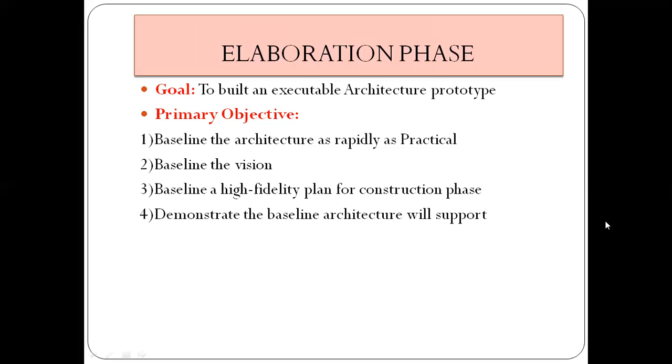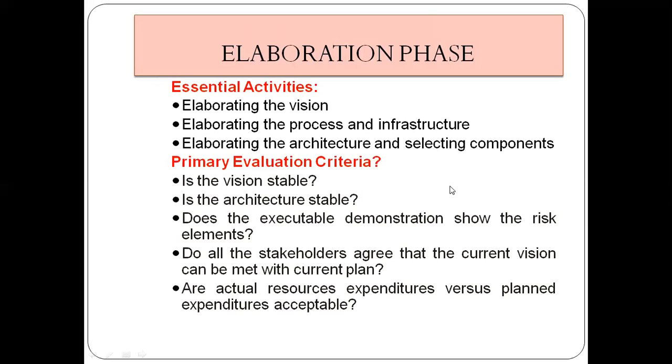Now, in order to meet these primary objectives, let us see what activities we have to do. The first thing is that we have to elaborate the vision. We already said, what is the main motto of my project? You should have a vision of that particular project, and then we have to elaborate that vision.